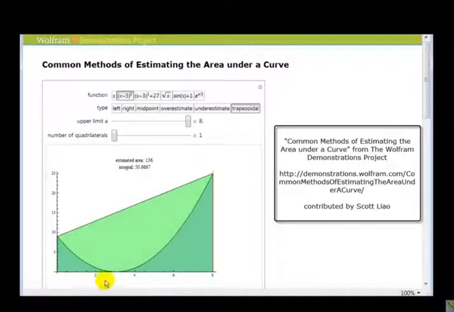Use a trapezoid to approximate the definite integral of this function on the interval from 0 to 8.